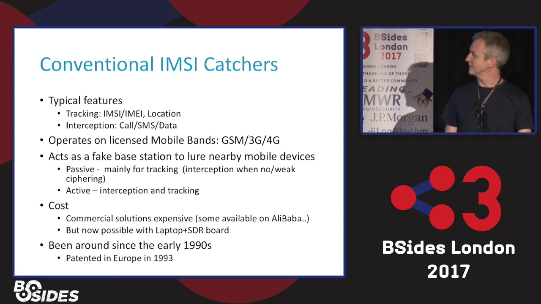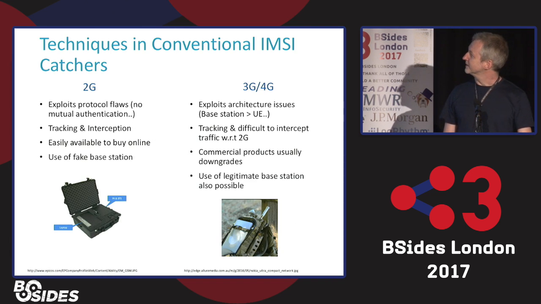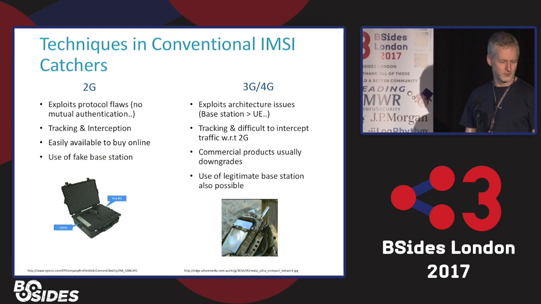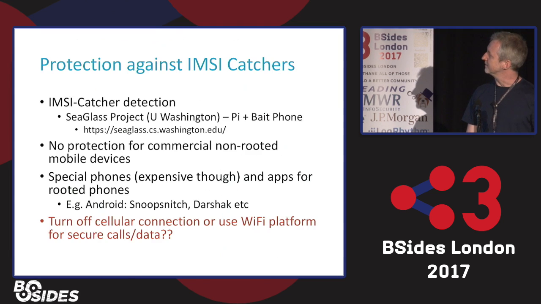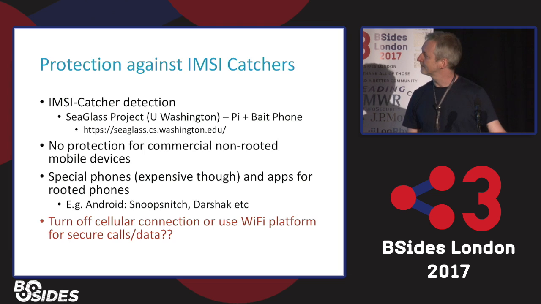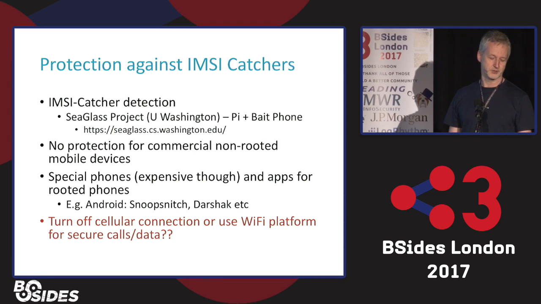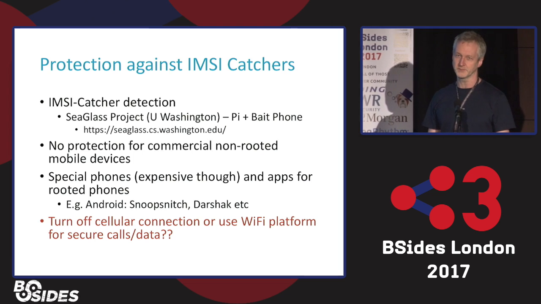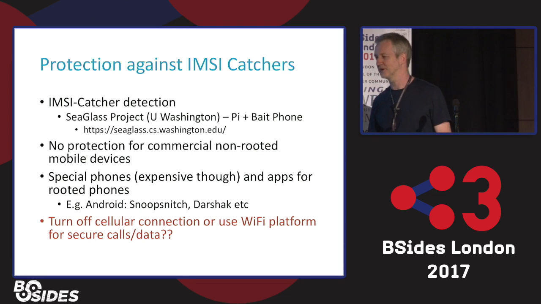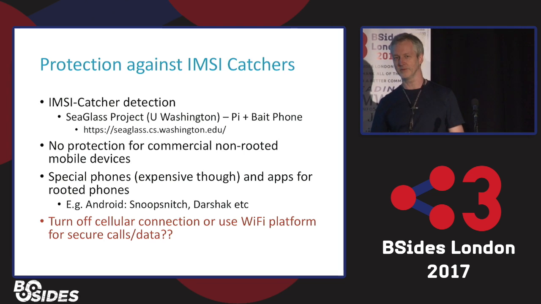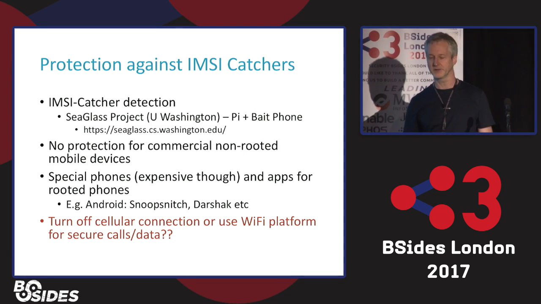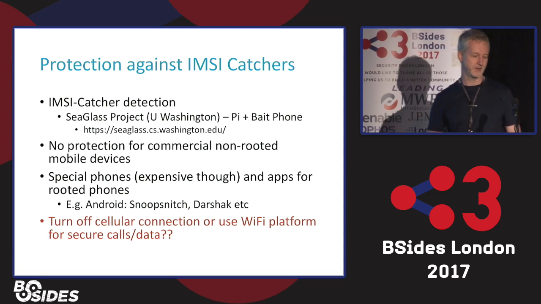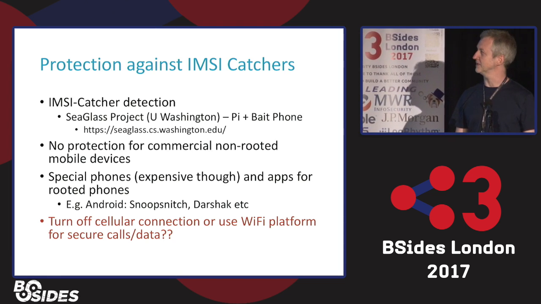Anyway, they've been around for a long time, and as for the techniques, you've got 2G protocol flaws, and you've got some 3G architecture issues as well. We won't go into too much detail on those. Protection against IMSI catchers: there's some recent work. There's a project called SeaGlass, which came out of the University of Washington, which is basically driving around in cars and mapping out the frequency spectrum used by all the known base stations, and then watching for anomalies, and then being able to work out whether IMSI catchers are being deployed.